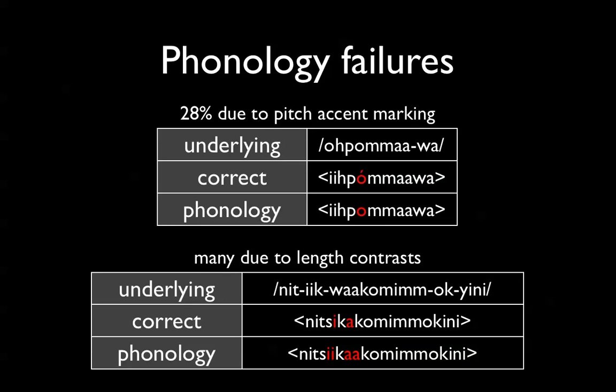By inspecting the failures of the phonology, we can see that 28% are due to unpredicted pitch accent marking, and that many others are due to changes in the length of phonemes. The first table shows an example where non-lexical accent is introduced. The grammar does not account for this phenomenon. The second table shows an example where two underlyingly long vowels surface as short.